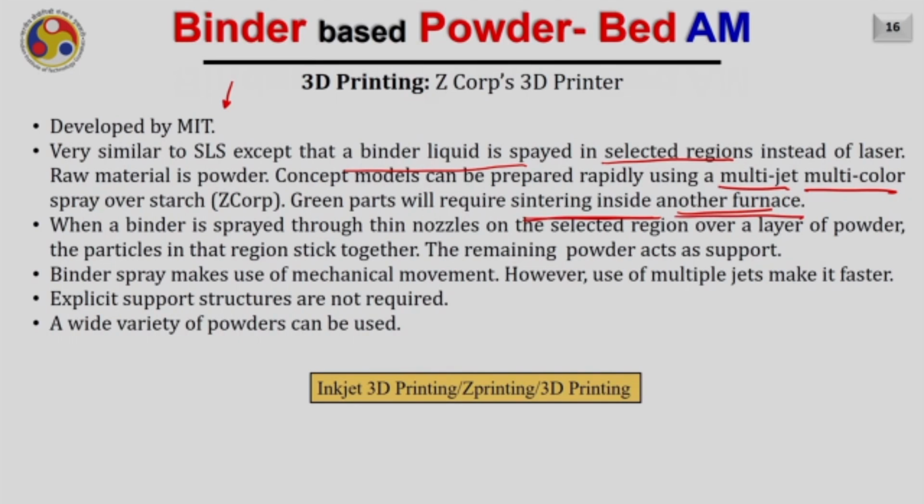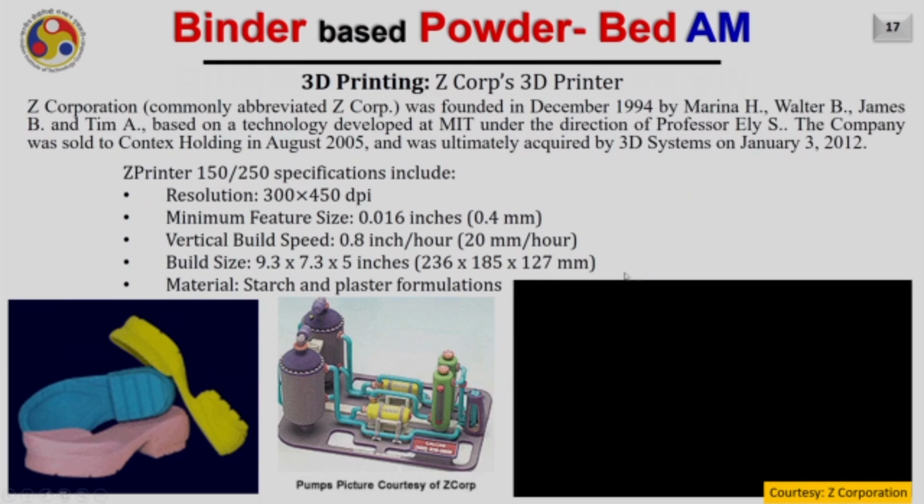As the binder is spread through a thin nozzle onto the selected region over a layer of powder, the particles in that region stick together. The remaining loose powder acts as a support material. The binder spray makes use of mechanical movement, however, use of multiple jets makes it faster. Explicit supports are not really required and a wide variety of powders can be used, like I mentioned, starting from metal, polymer or ceramic. A typical system by Z Corp is shown here.